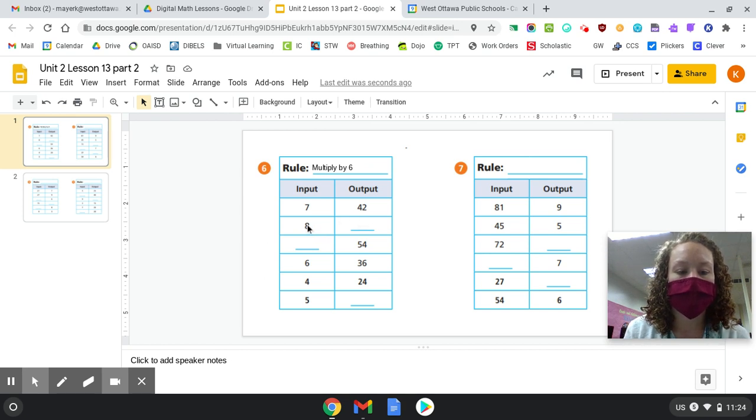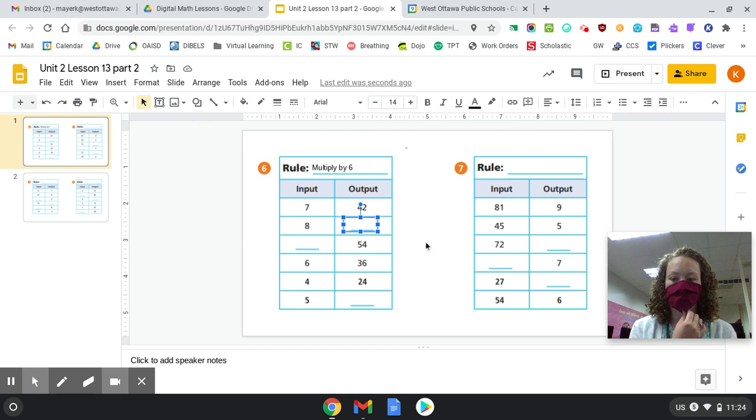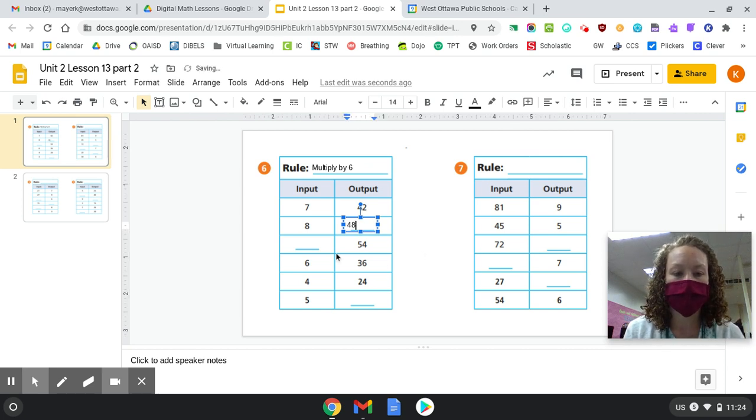So I know I need to do 8 times 6 to give me this output. So when you solve 8 times 6, let's count by 8s 6 times. 8, 16, 24, 32, 40, 48. That one would be 48. I'm going to fill that in.